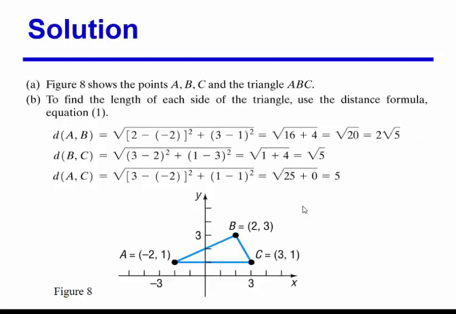Figure A shows the points A, B, and C forming triangle ABC. Then we find the length of each side using the distance formula. First we find the distance of AB, then BC and AC. Here we see that we got 2 square roots of 5 for the distance between A and B, the square root of 5 for the distance between B and C, and 5 for the distance between A and C.